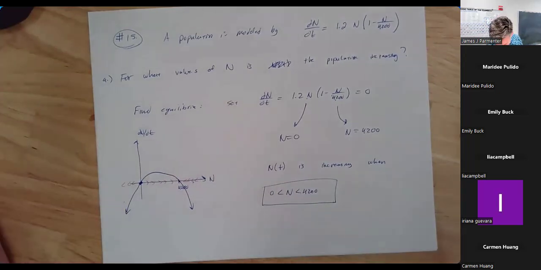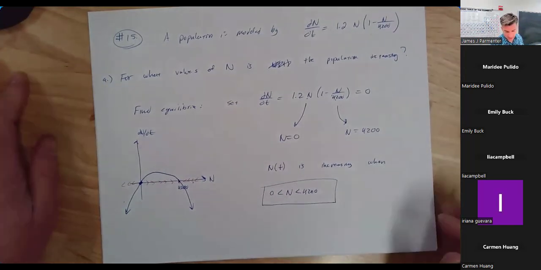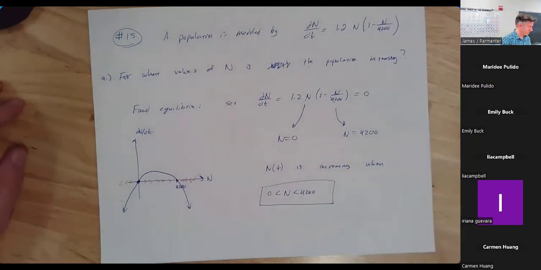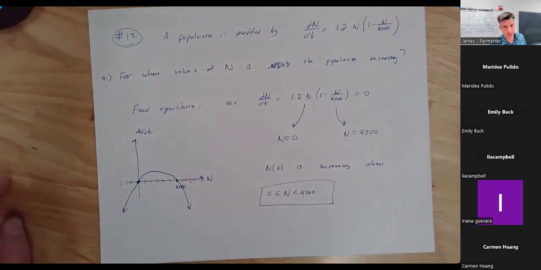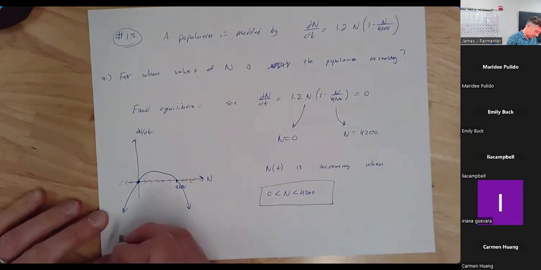And then there's a part B. Okay. So for what values of n is the population decreasing? Interesting question. I am kind of curious what his solution said. I'm curious what he said. So here's the answer that I think is correct.